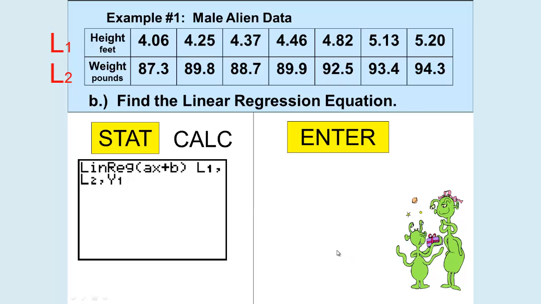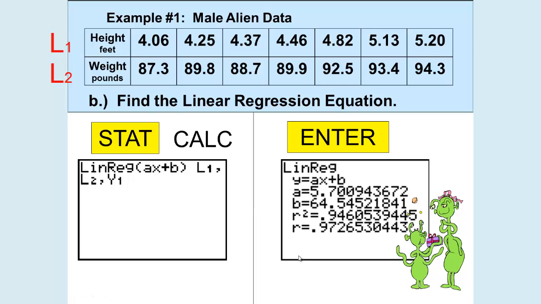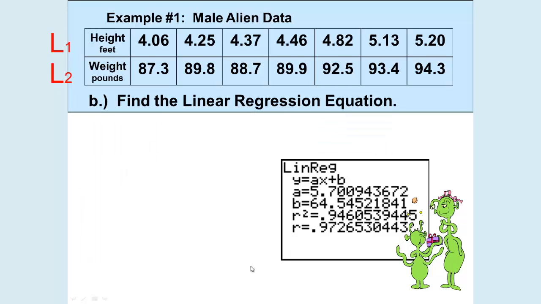On the older versions, you will need to press Enter once you've got the screen to the left. On the newer versions, you enter on the word Calculate. And then you get this screen, or a screenshot that looks like this, and that's the linear regression. And it gives us the answers. It gives us y equals ax plus b, the a, the b, the r squared, and the r. Remember that we're asked to find the linear regression equation, which means we need y equals ax plus b.